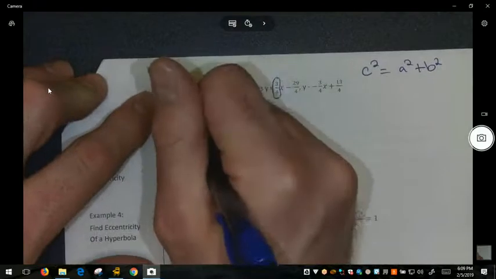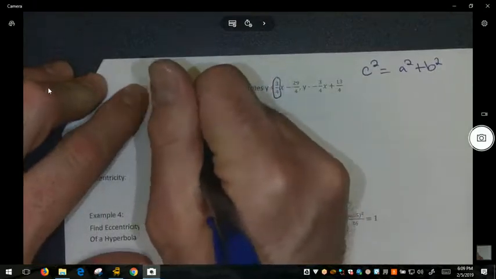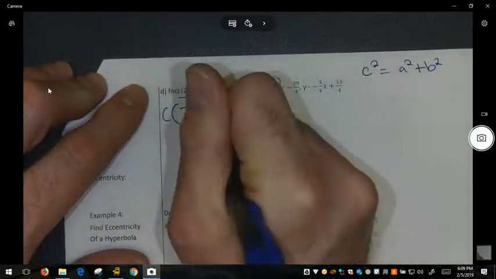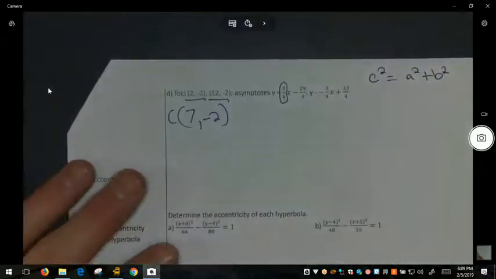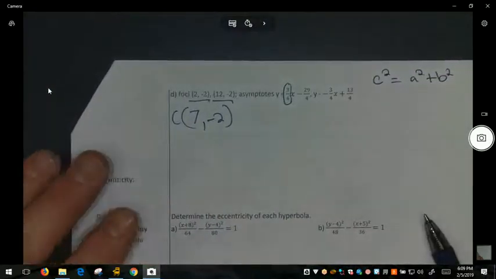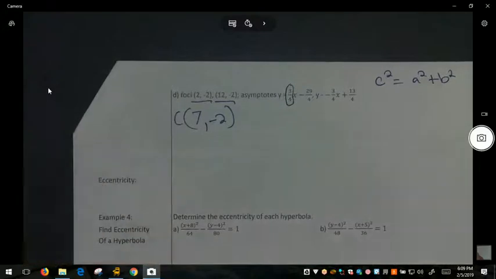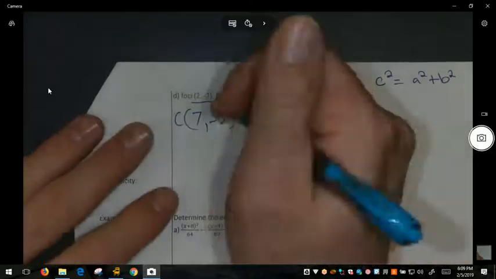2 plus 12 is 14, divided by 2 is 7. Negative 2 plus negative 2 is negative 4, divided by 2 is negative 2. Our center is 7, negative 2. Our foci and our vertices are always on the same axis. For ellipses, they're on the major axis. For hyperbolas, they are on the transverse axis.